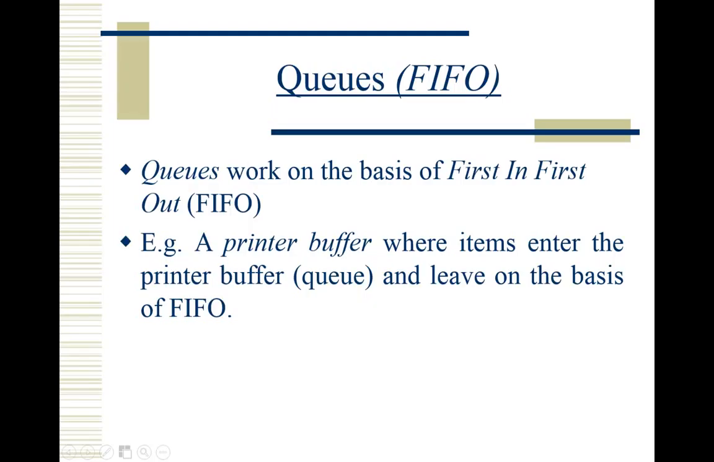A queue is generally on a first in, first out basis. A typical example would be a printer queue. Everything tends to go in, and sometimes you can set the priority, but the first print job that goes into the printer is the first print job that's going to be printed out.